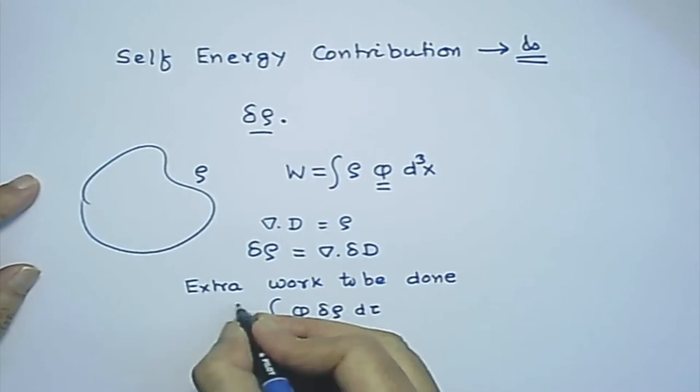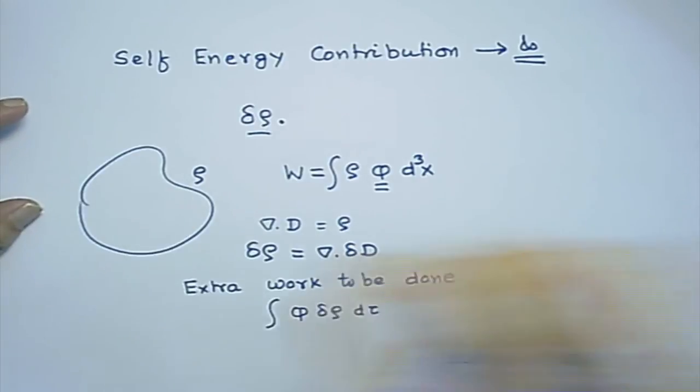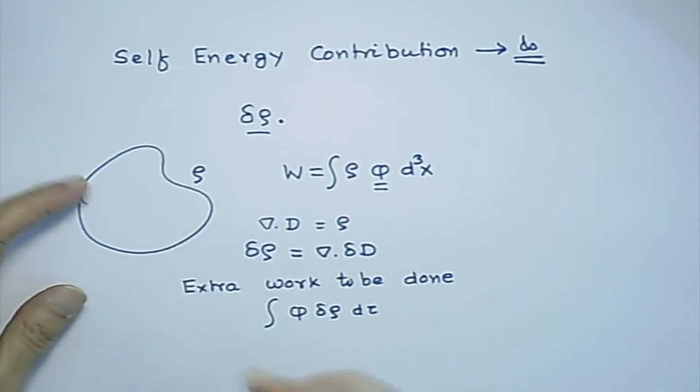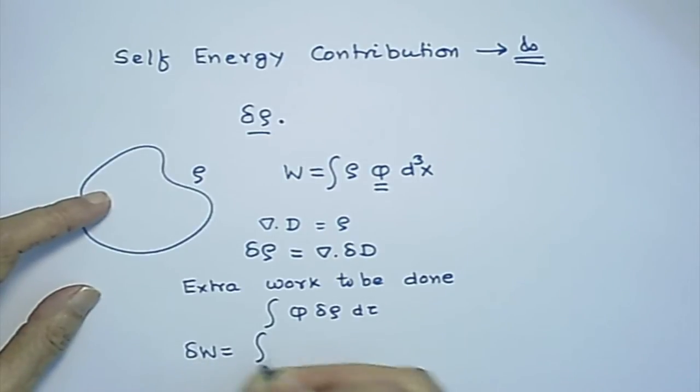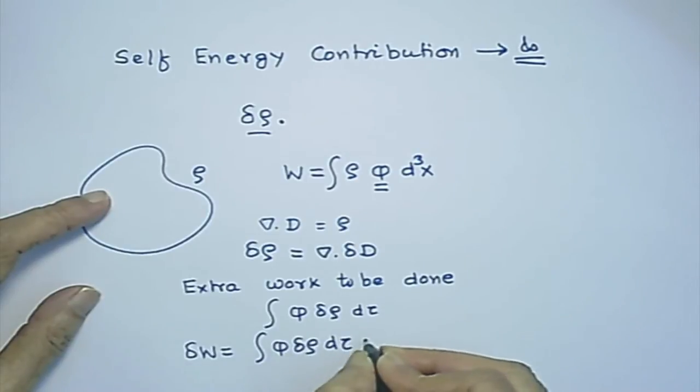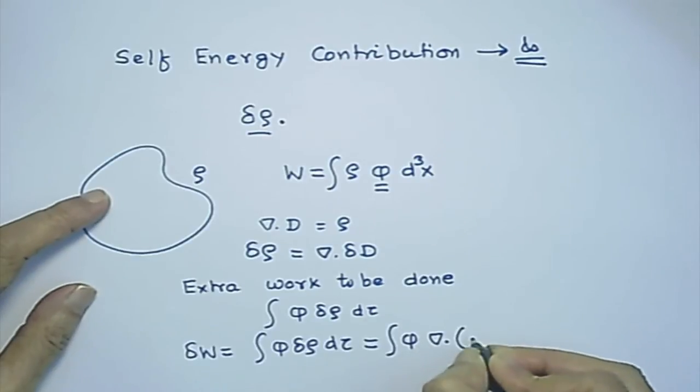Now notice, I did not put in a factor of half there. In the other case I needed a factor of half, because I was bringing charge number 1, charge number 2, but then 1, 2, 2, 1 I had to count, but here there is no such thing. I already have built up a rho and I am simply adding one little bit to it, so there is no factor. So my delta W, the extra work that needs to be done, is phi delta rho d tau, and now you substitute phi del dot of delta D.